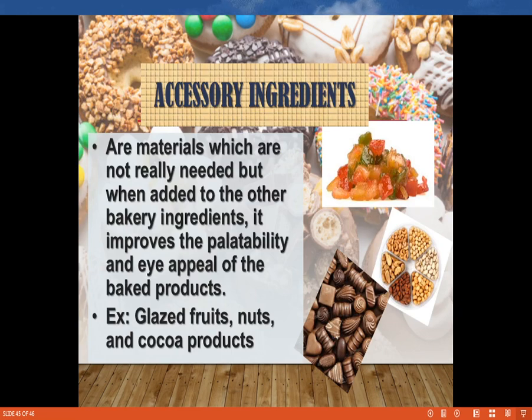Accessory ingredients are materials which are not really needed, but when added to the other bakery ingredients, they improve the palatability and eye appeal of the baked products. Examples are glazed fruits, nuts, and cocoa products.